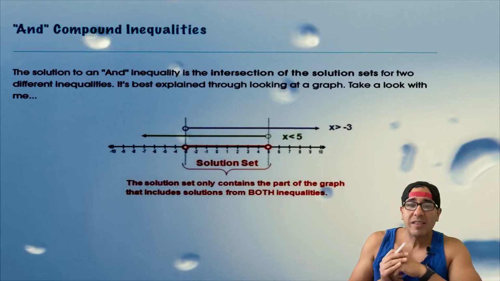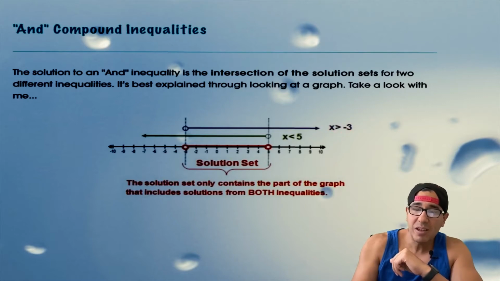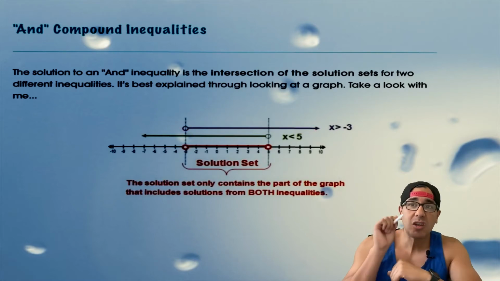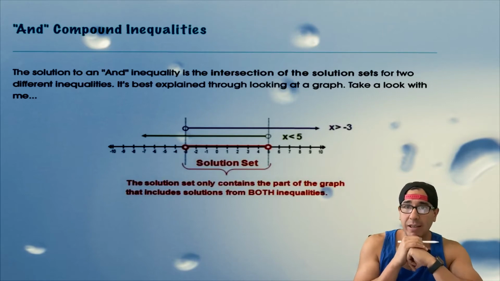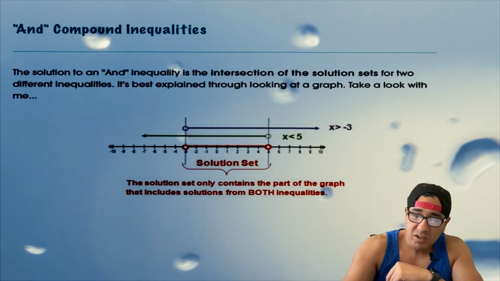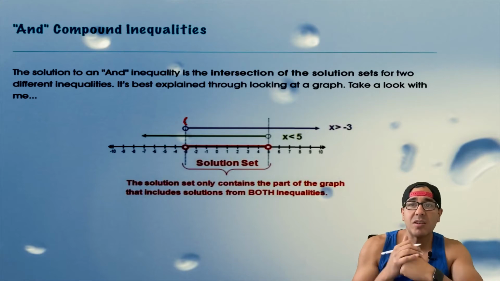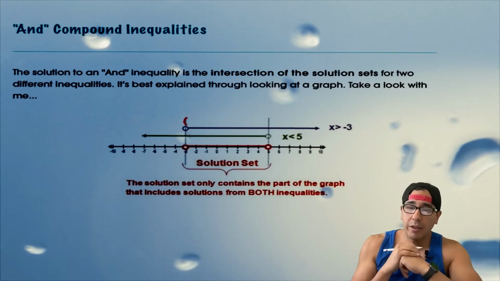So let's start with "and" compound inequalities. Just like we stated, we're going to have two inequalities here. So here you have x is greater than -3. That's all the numbers that are greater than -3. But notice we have an open circle here because you are not including that -3. Some books use an open circle, other books use this open parenthesis. They mean the same thing. It's just a different notation depending on who the author is.